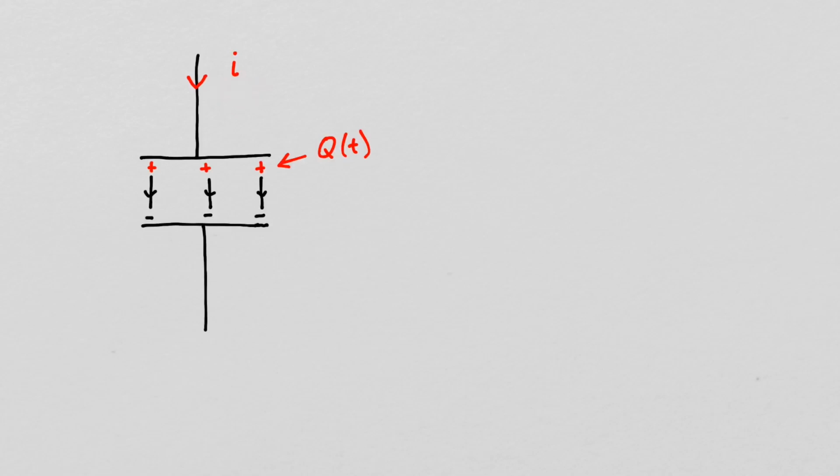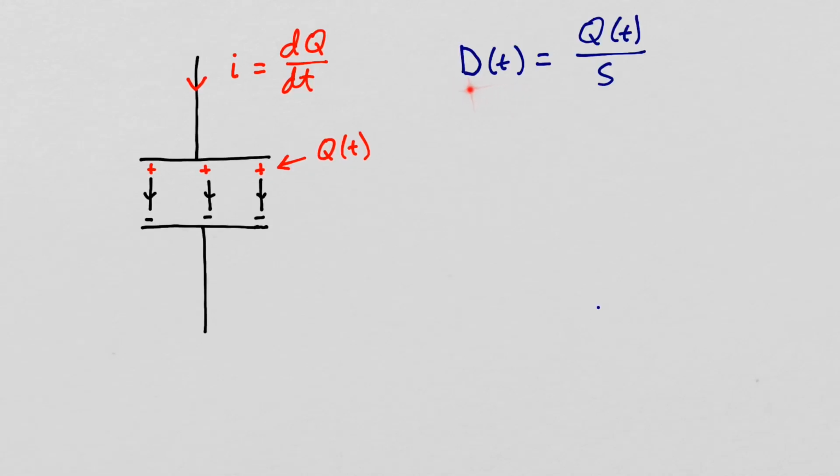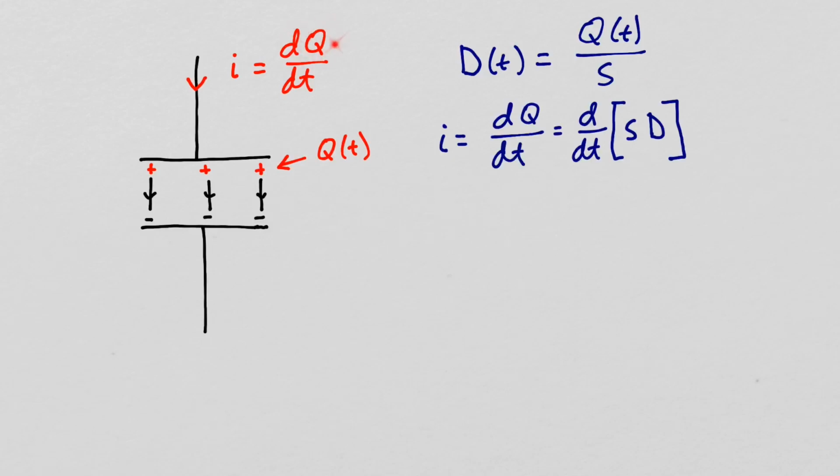If the current flowing is 1 amp, you're adding 1 coulomb per second to the plate, so dq/dt will be 1 coulomb per second. The electric flux density field is just the charge density on the plate, so it's the total charge on the plate divided by the surface area of the plate. For the charge on the plate, let me substitute the electric flux density field times the plate area. For simplicity, I won't continue to include the time dependence of the charge and the electric flux density field.